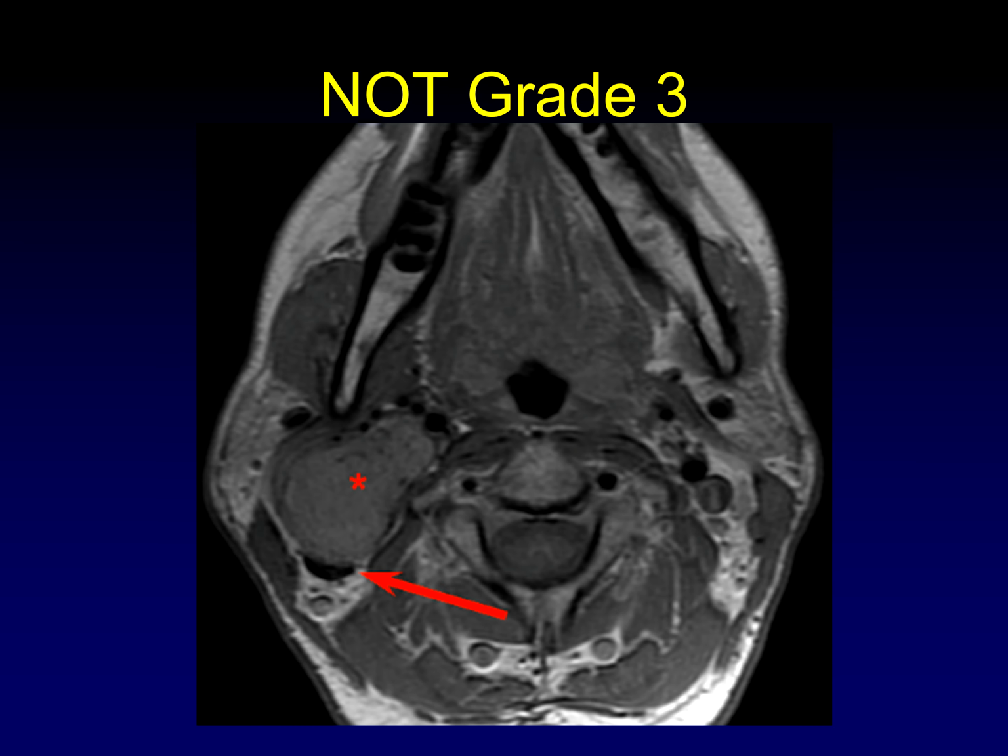This is not grade 3. Here, the internal jugular vein is compressed, but it's not definitively invaded. Right? You can see it stretched out over the edge of the tumor, but I don't see any tumor thrombus in the center of it, and obviously it's not completely obliterated.